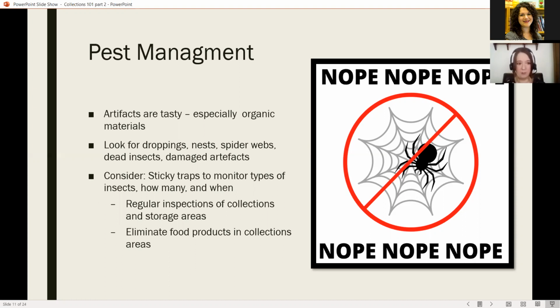Another way to eliminate pests is just don't have food products in your collections or exhibit areas. An infestation could be as simple as somebody left a bag of chips in their office drawer over the weekend. It can happen that easily. And of course, during the pandemic, a lot of institutions are worried about their collections because nobody's in the offices, and what if something was left behind. The general inactivity is a trigger for pests to go into the space and be like, what can I get my tiny little teeth on?